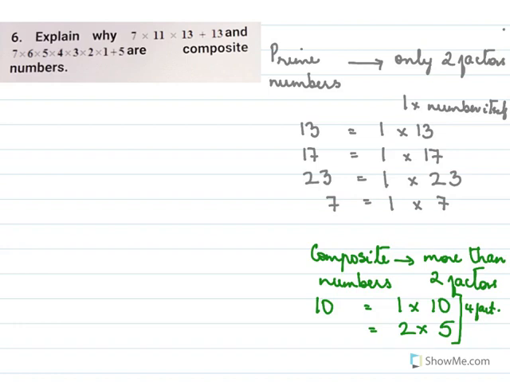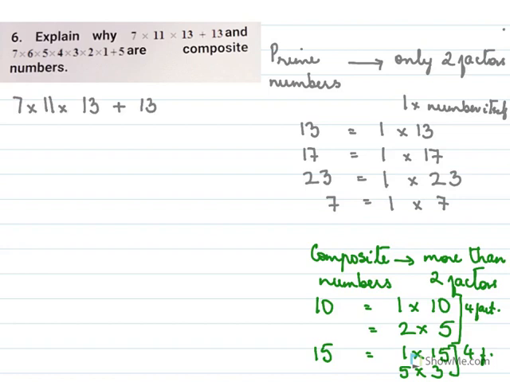Therefore, it is composite. If you take 15, 1 into 15 and 5 into 3. Again, 4 factors. So it is composite. So if a number has more than 2 factors, it is composite. If it has just 2 factors, it is prime.